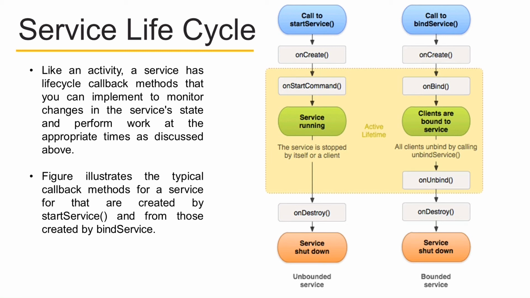In case of the bindService method, like startService, first it calls the onCreate method and then the onBind method. Then clients are bound to the service. All clients unbind by calling the unbindService method, which is shown below, and when you unbind, the service is destroyed, the onDestroy method of the service is called, and we can say the service shuts down. So, this is the case with a bound service. This is all about the service life cycle.